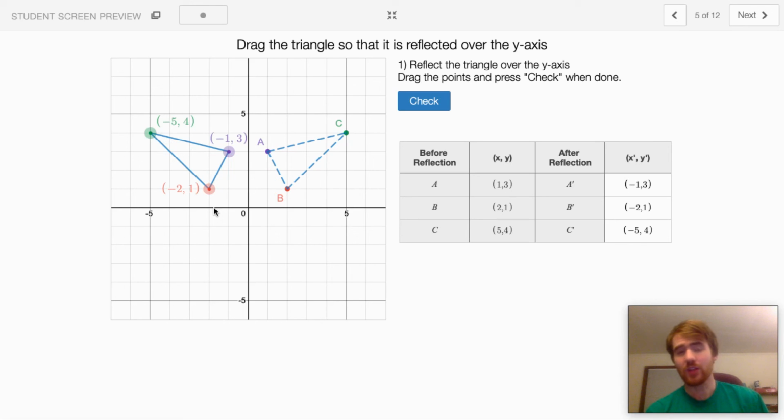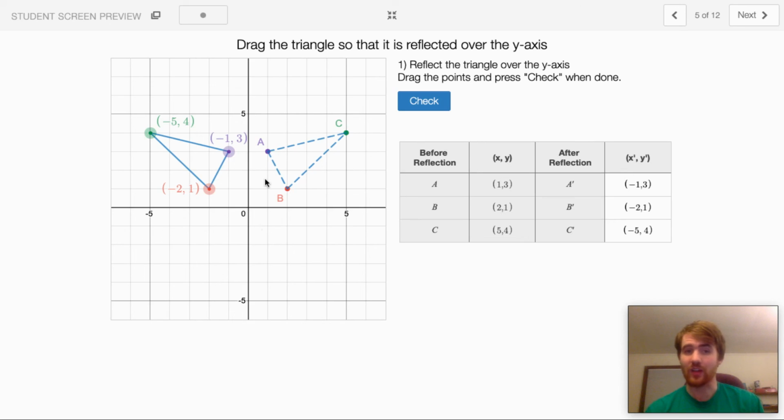So this is a pretty cool pattern that we noticed. Now I can tell you a point. Maybe I'll tell you the point 7, 8. And you could immediately tell me, well, if we reflect it over the y-axis, it's going to be -7, 8. So that's the pattern we're looking for here. Ultimately, working with transformations is all about looking for patterns. This is one pattern that we found in class. It only works if we're reflecting across the y-axis.